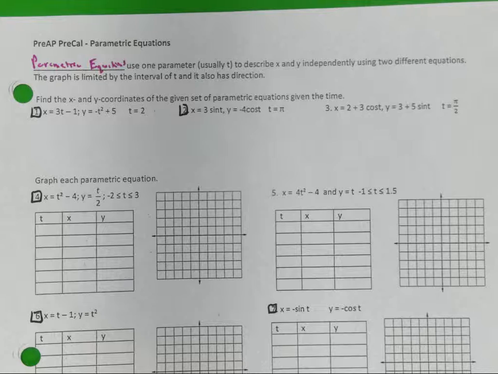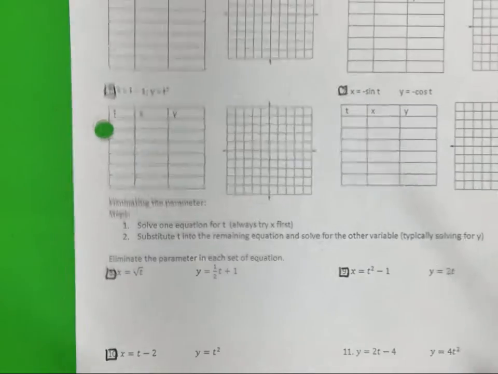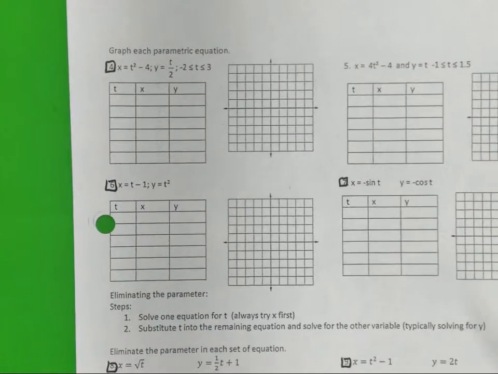Alright. It says on this, let's just go to number 4, because 1 and 2 are going to confuse you. Let's just go to 4, so you see what's going on. So here's an equation. They give you 2, one for x and one for y. They got x equals t squared minus 4 and y equals t divided by 2. What's your interval? From negative 2 to what? 3.